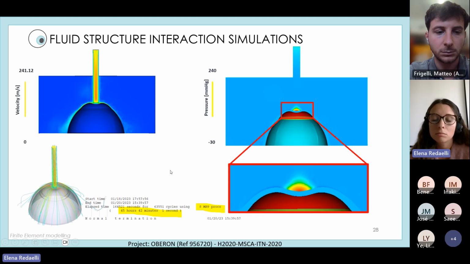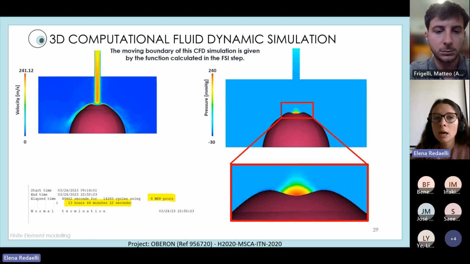And okay, it can be acceptable, but for a work, I was interested only in the air pressure without the mechanical properties. And so I decided to take this deformation during the fluid structure interaction simulation and to impose it as a moving boundary of a 3D CFD simulation without the structure. So the structure is not present, but I only have a movement of this boundary that replicates the same movement of the FSI.